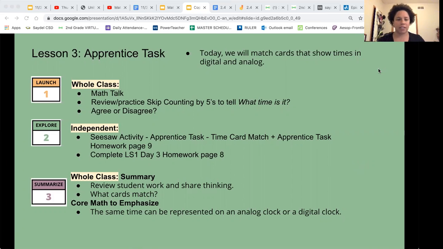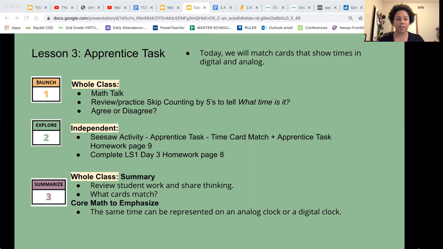Then you'll get into Seesaw and do your activity, which will be the apprentice task, card match, and the apprentice task homework, which is page 9 in your yellow packet. It will be on page 2 in your Seesaw activity. You'll also complete LS1 day 3 homework, page 8 in your yellow packet. And then at the end, we'll come together to review our work and share our thinking about which cards match.